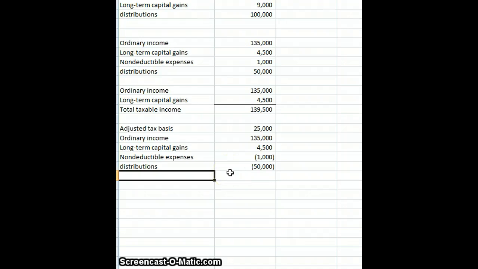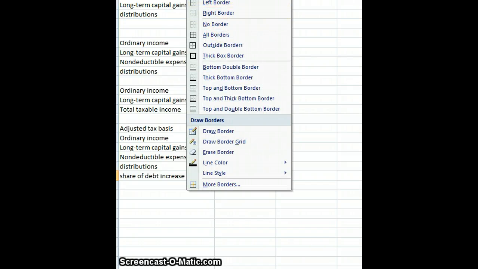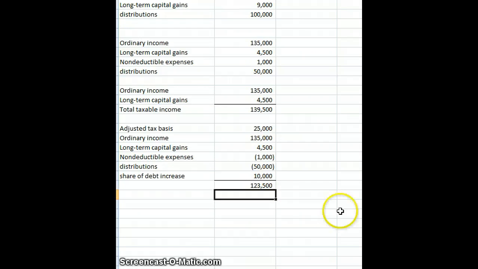Then we also have our share of the debt increase. Our debt increased by $20,000, and my share of it is $10,000. That will actually increase the basis of my partnership interest, because, remember, that's important when we take withdrawals. So that will increase our basis. Our total basis is going to be equal to, let me do my sum, $123,500. That is my ending partnership tax basis for Jayanthi.